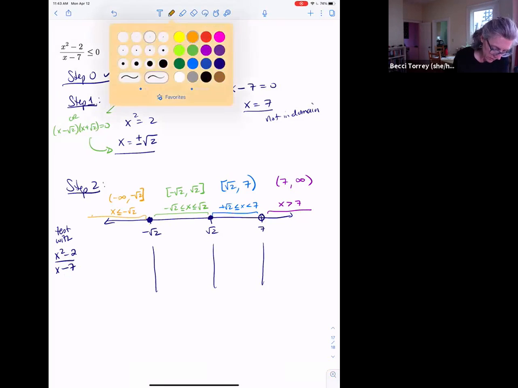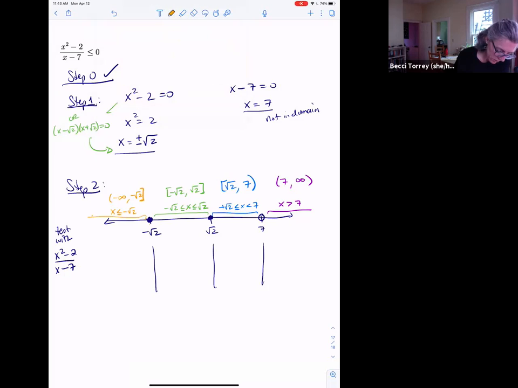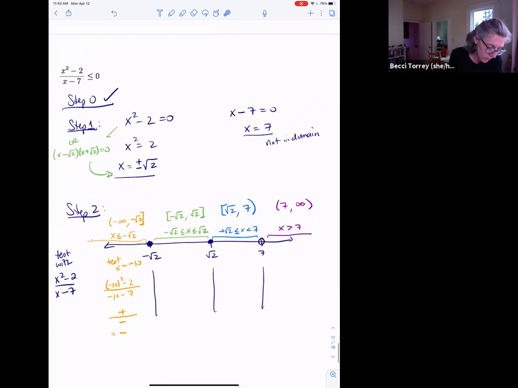So in this first region, something less than minus square root of 2, it doesn't matter, you can go way less. Maybe x is equal to minus 10. And then we're going to plug it in. So you have minus 10 squared minus 2 over minus 10 minus 7. In the top, we have 100 minus 2, so that's definitely positive. And in the bottom, minus 10 minus 7 is negative. Positive divided by negative is a negative. And I do want the negatives, because this is less than 0, which is negative. So these are part of our solution. Then we go to the next region, minus square root of 2 to positive square root of 2, so I can test x equals 0.